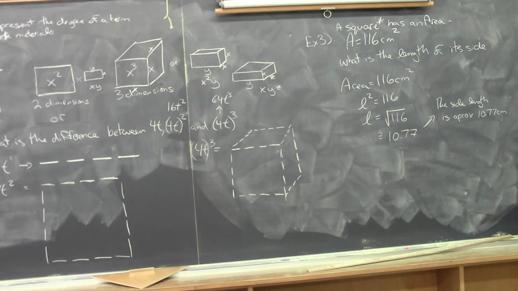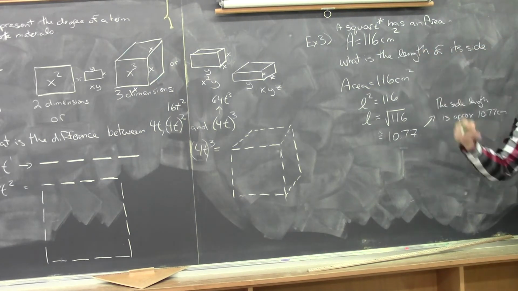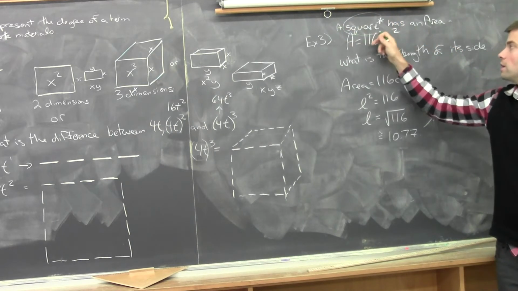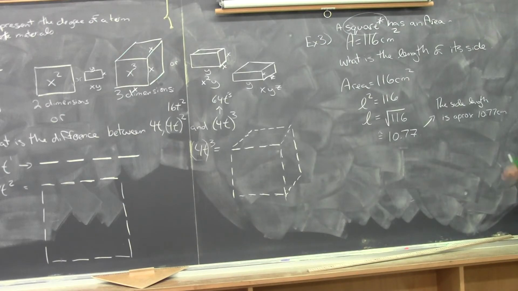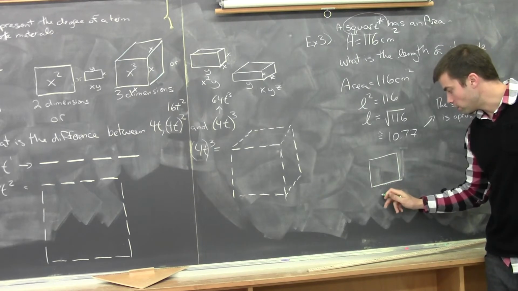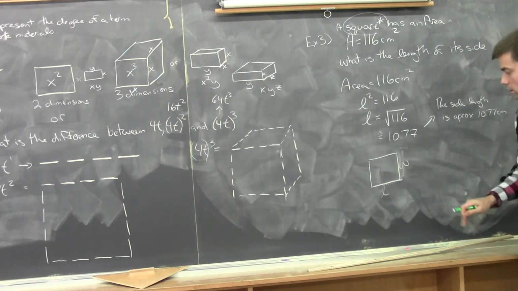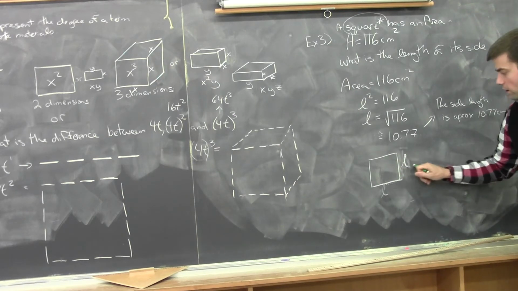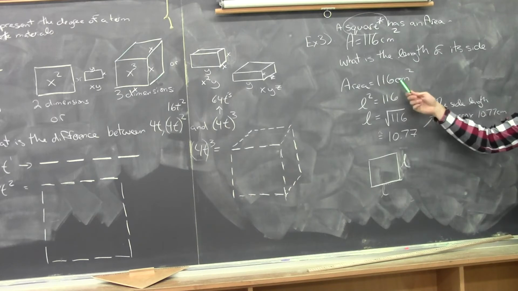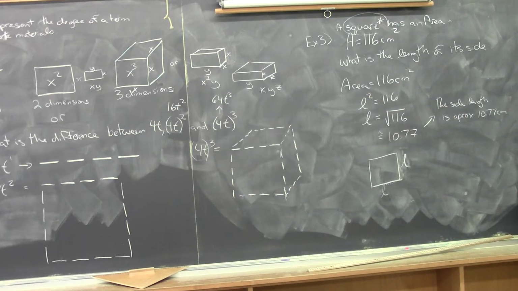Moving on, example 3. It says a square has an area of 116 centimeters squared. What is the length of its side? So I put a little star next to square, not mentioned in the textbook, but this question would be very different if it didn't say square. Because it says square, we know that both sides are the same, right? So length and width are going to be the same. So really, we could say just L and L. If we know the area is 116, we know L squared is going to be 116.